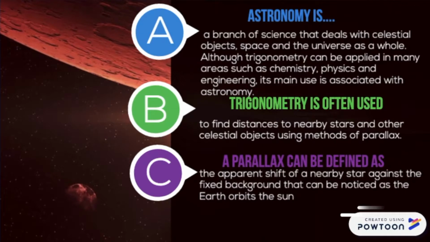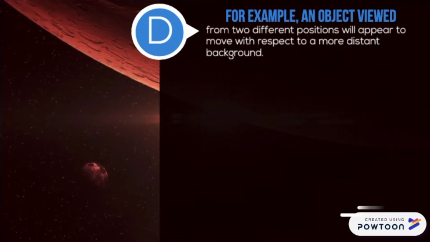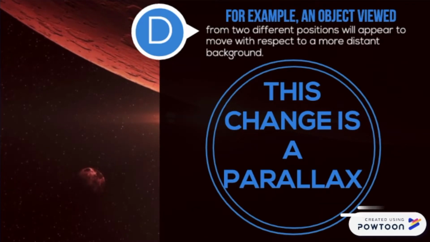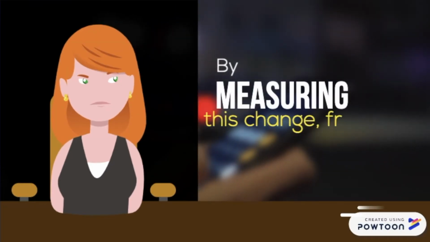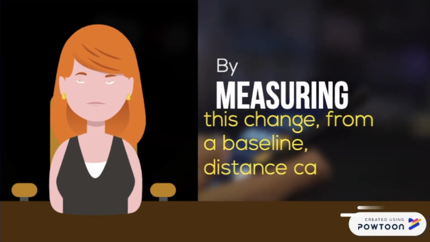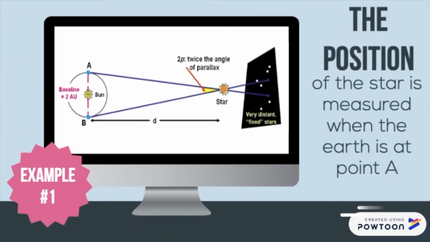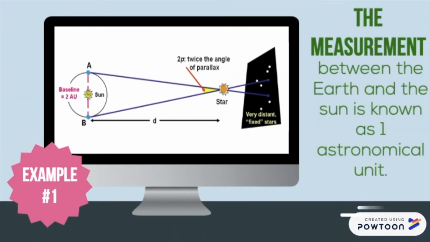Despite the fact that astronomy has been in existence for a great amount of years, it is only recently that trigonometry and space science have collaborated. For example, a nearby object viewed from two different positions will seem to move, with respect to a more distant background. This change is known as a parallax. By measuring the amount of shift in the object's position from a baseline, the distance to the object can be calculated. For instance, in the diagram provided, the position of a star is measured when the Earth is at position A. The distance between the Earth and the Sun is known as 1 astronomical unit.